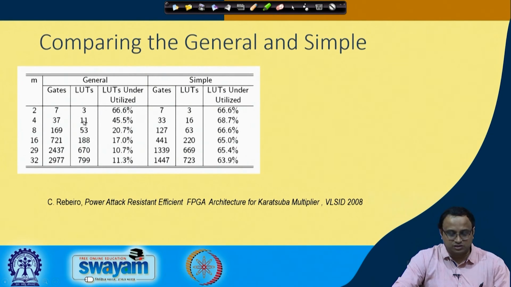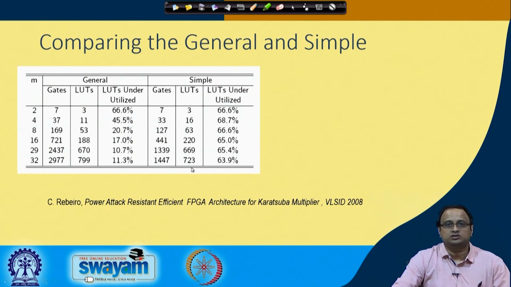This is because the general Karatsuba, for smaller dimensions, has a better LUT utilization. For example, the LUT underutilization for the general Karatsuba is something like 45% when you have a field value of 4, whereas the underutilization for simple Karatsuba is always around 65% or 66%. So you can adopt a strategy where you apply the simple Karatsuba when you have a higher dimension of m, but as you go down in this recursive operation, you switch from the simple Karatsuba to the general Karatsuba, because for smaller field sizes the general Karatsuba requires fewer LUTs and is therefore more efficient.